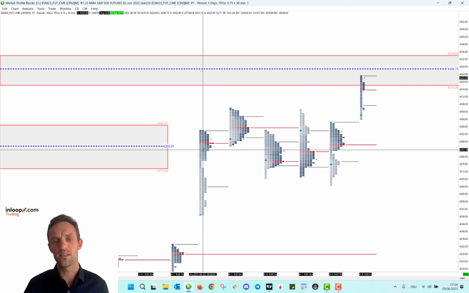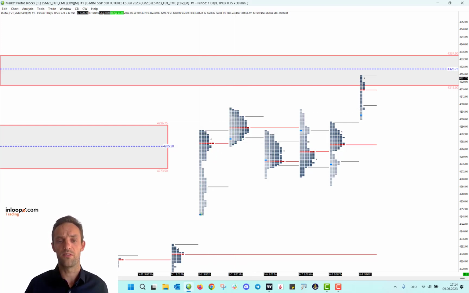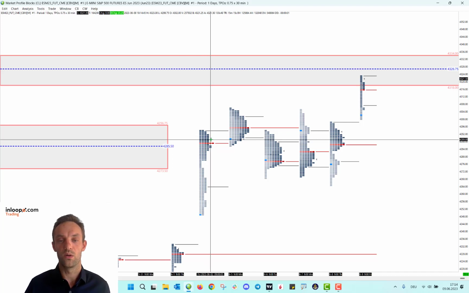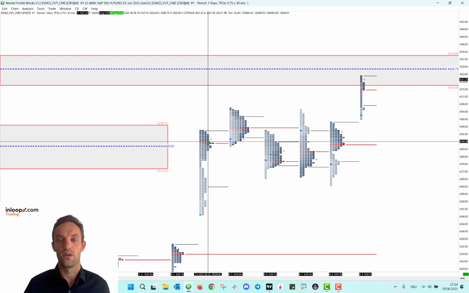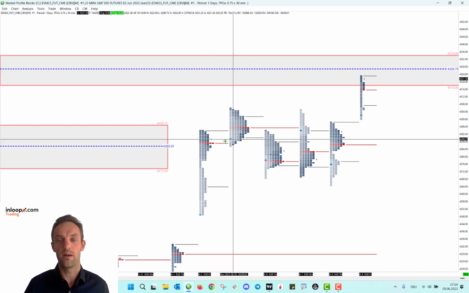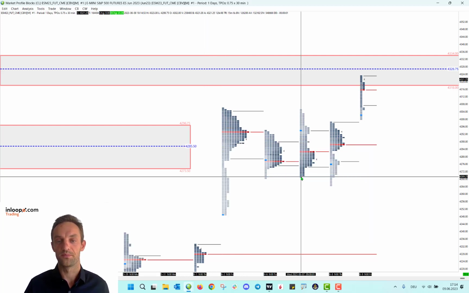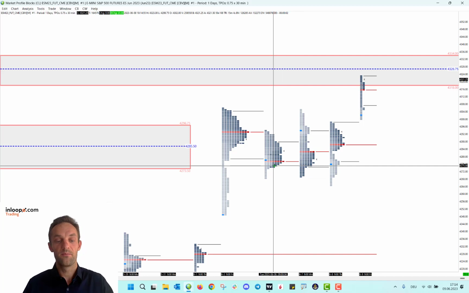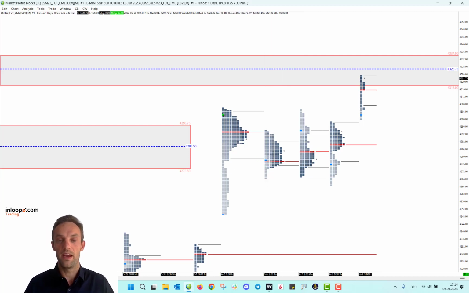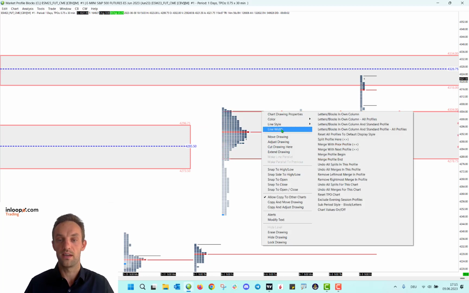So these two are not 100% perfect, because we had here this opening, this blue dot at the bottom, and then all the way up and the closing right here. But anyway, I would want to merge these two profiles. Then we have a composite, and we can draw the support and resistance line, the composite line.